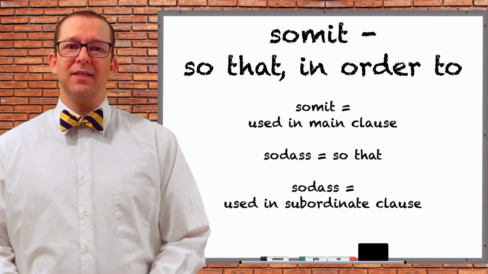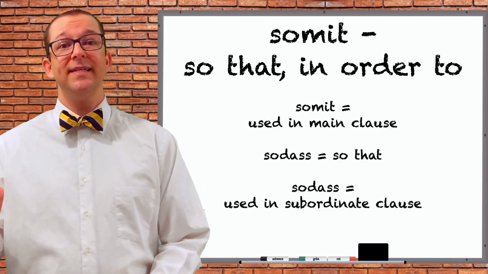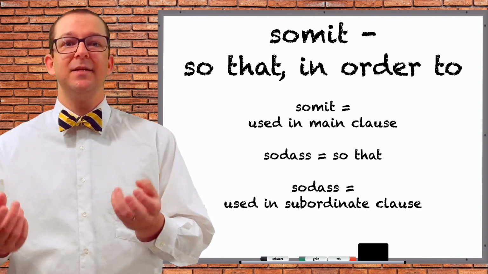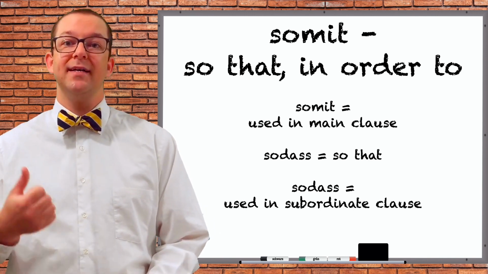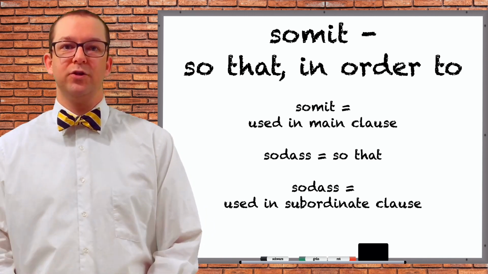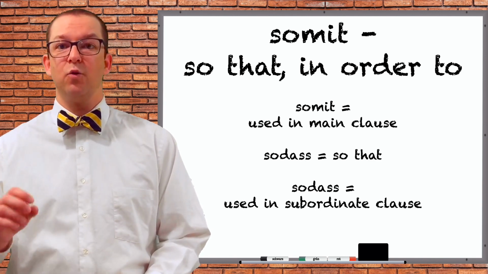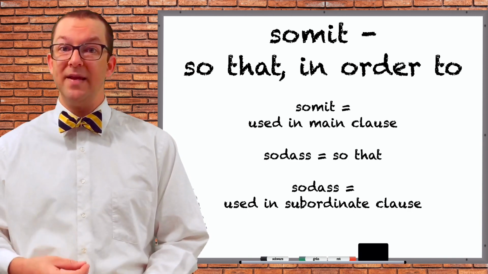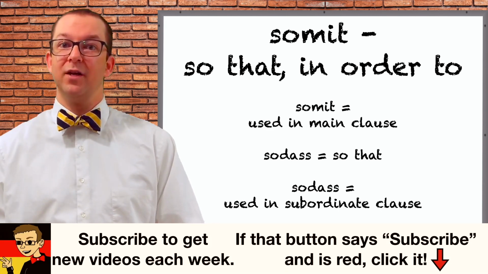The last one on my list of similar meanings is the furthest removed from the others. Somit indicates that something was done in order to accomplish something else. It is similar in that it shows the cause of the action, but it could be translated as so that or in order to. It's important to note that somit is used in a main clause or Hauptsatz, but there's also so dass, which has a similar meaning, but is a subordinating conjunction and therefore uses a subordinate clause.